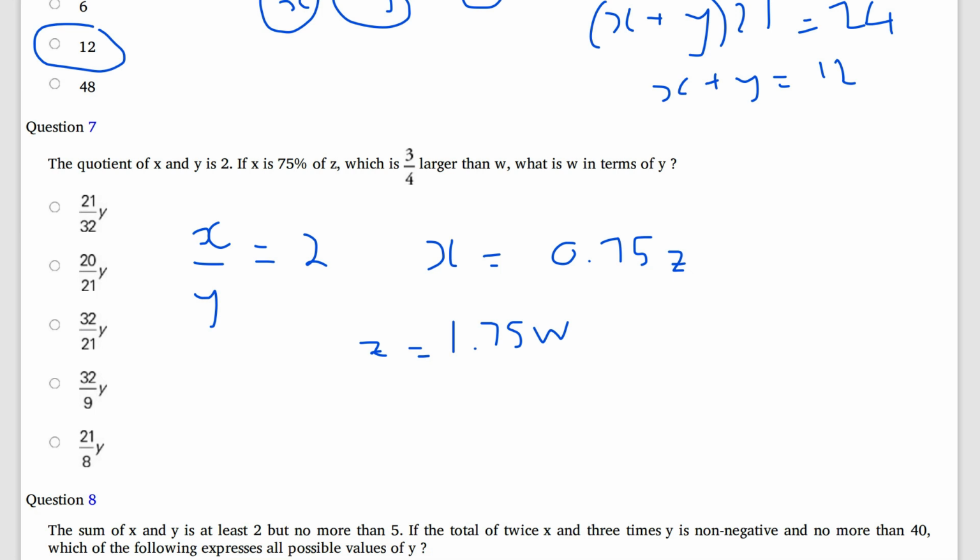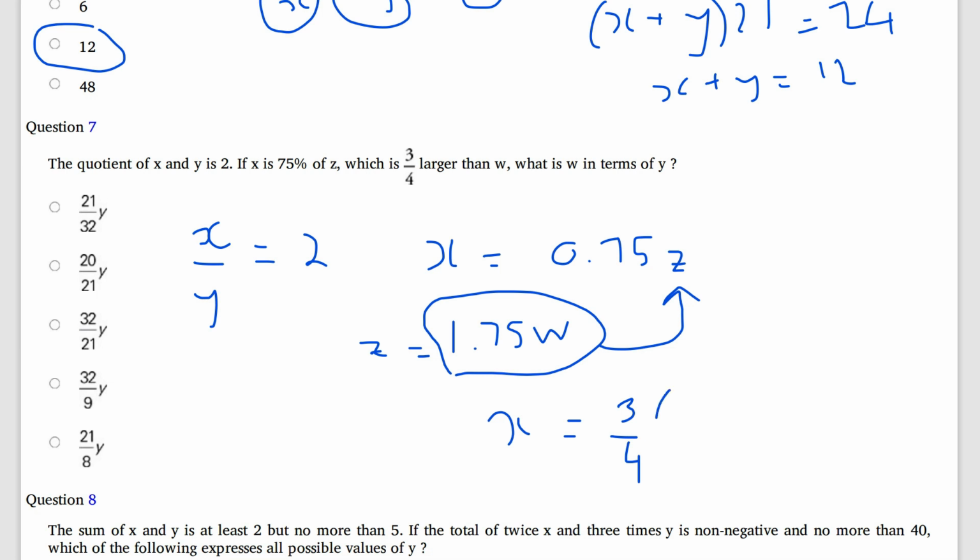Well, it's going to be a series of substitutions, isn't it? We know that z equals 1.75w, so we can sub that in up here. And that gives us x equals, now notice the answers are in fractions, so I'm going to immediately convert everything to fractions. So instead of having 0.75, I'm going to have 3/4. And instead of subbing in z as 1.75, like I said earlier, I'm going to sub it in as 7/4, because 1 is 4/4, and then 3/4 is obviously 3/4. So 4/4 plus 3/4 is 7/4.